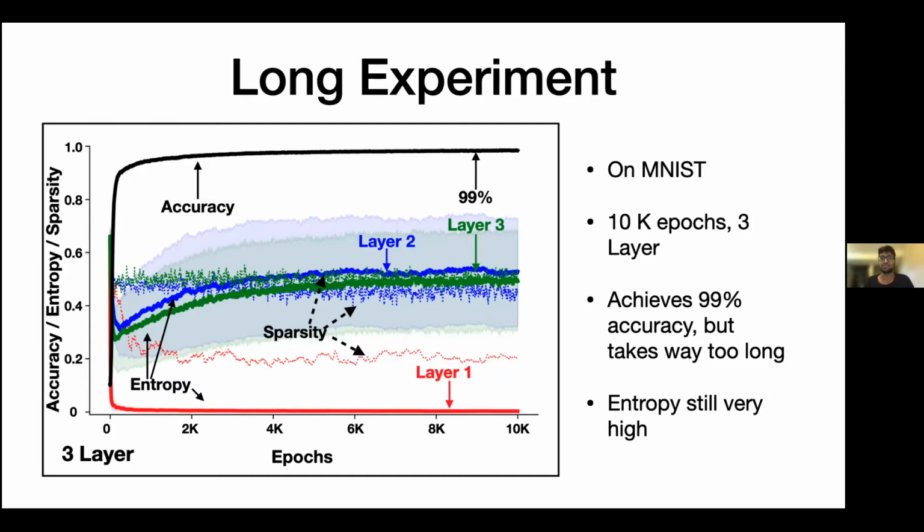And like sparsity. Dhawal, I think some of these arrows don't exactly point to lines. Can you tell me which of these lines are sparsity and which of these are entropy? The dotted lines are the sparsity, and the color corresponds to the layer number. Okay. And the solid colored lines are the entropy. Okay.